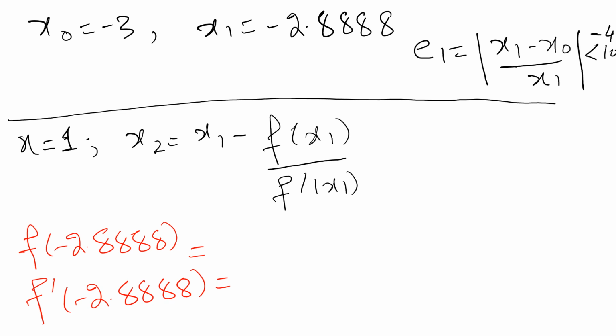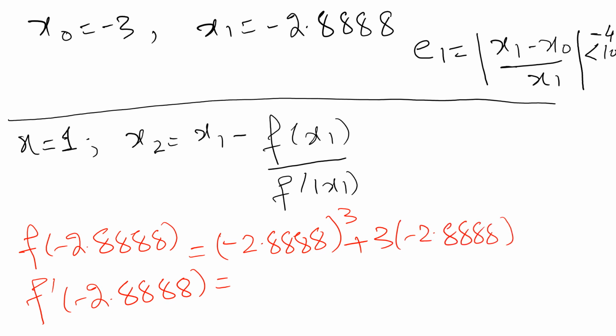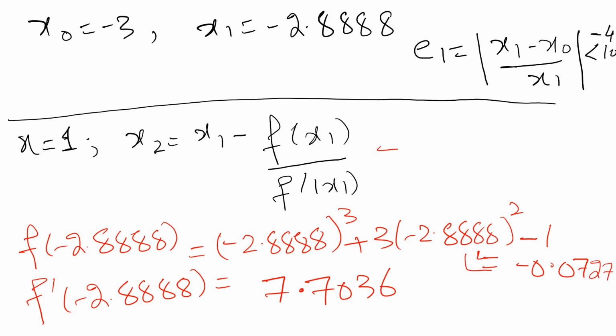That is x cube, minus 2.8888 cube, then we have 3 into minus 2.8888 square, and then minus 1. Okay. Similarly, in this one, we are going to find its value in the derivative. So this will give you 7.7036, and this will give you the function value, which is minus 0.0727. So when I plug these values in this formula, it will give me minus 2.8794. Okay, that is the first value.